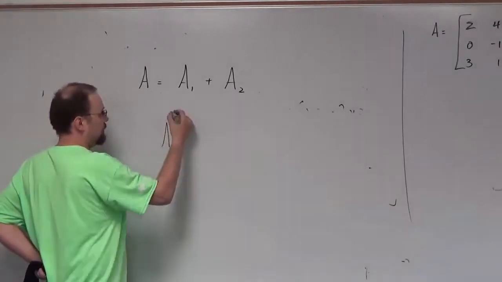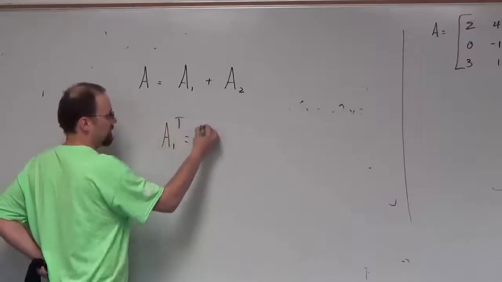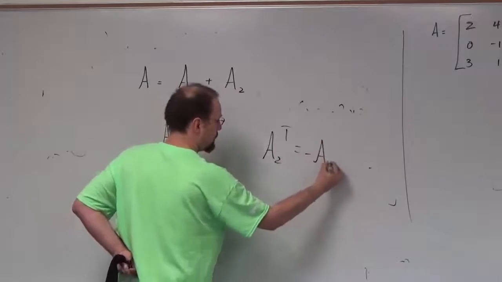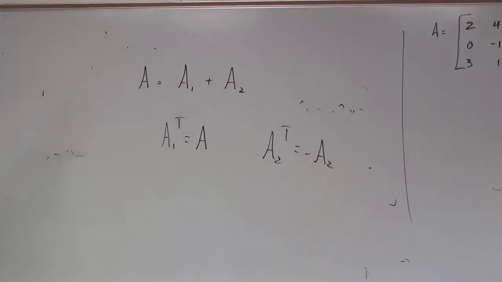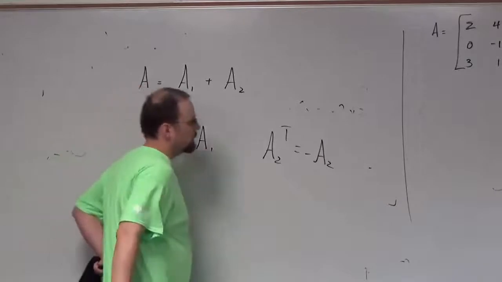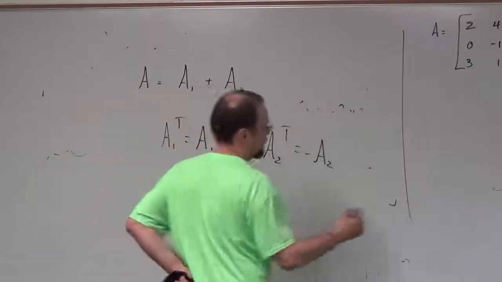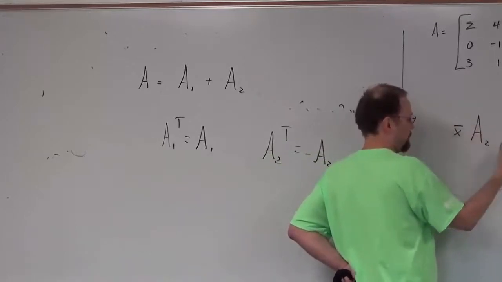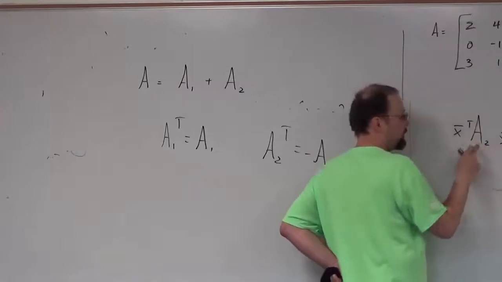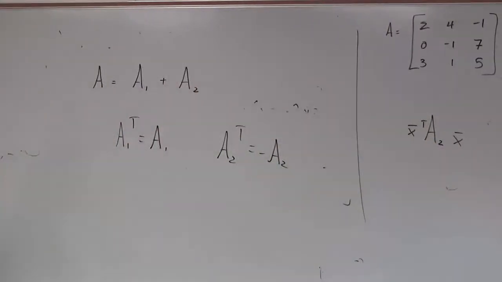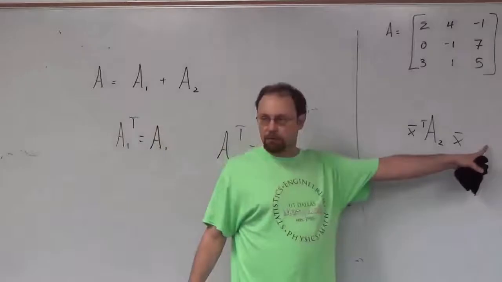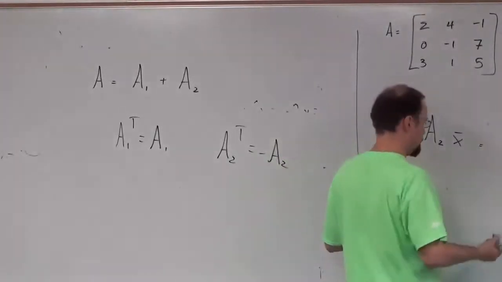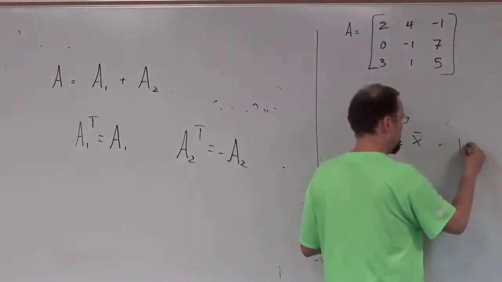Let's suppose A1 is the symmetric matrix, and A2 is the skew-symmetric one. What can I say about the quadratic form you get if you use a skew-symmetric matrix? Now this is a number, correct? This is just some number, if you'd like, a 1-by-1 matrix. Some number.